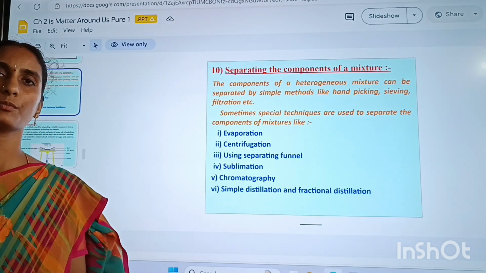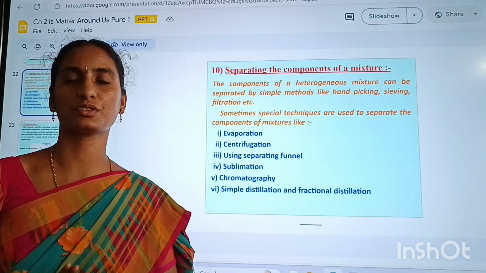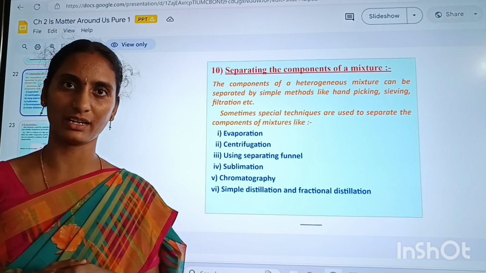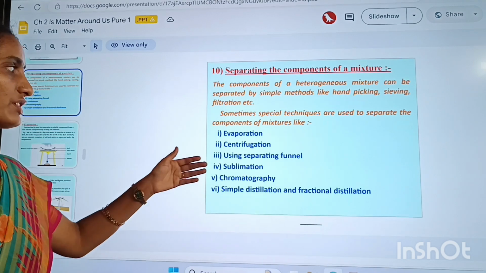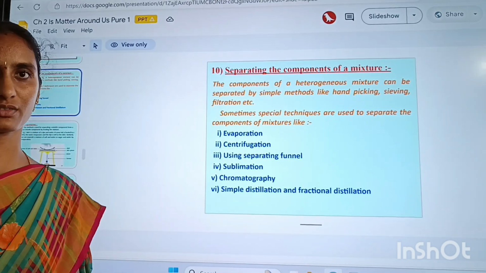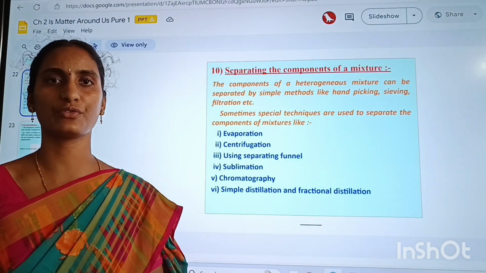Here we already learned about what mixtures are, how we can prepare mixtures, and how we can segregate them. We already learned four techniques: evaporation, centrifugation, using the separating funnel, and sublimation. Today I would like to deliver the topic of the chromatography technique.